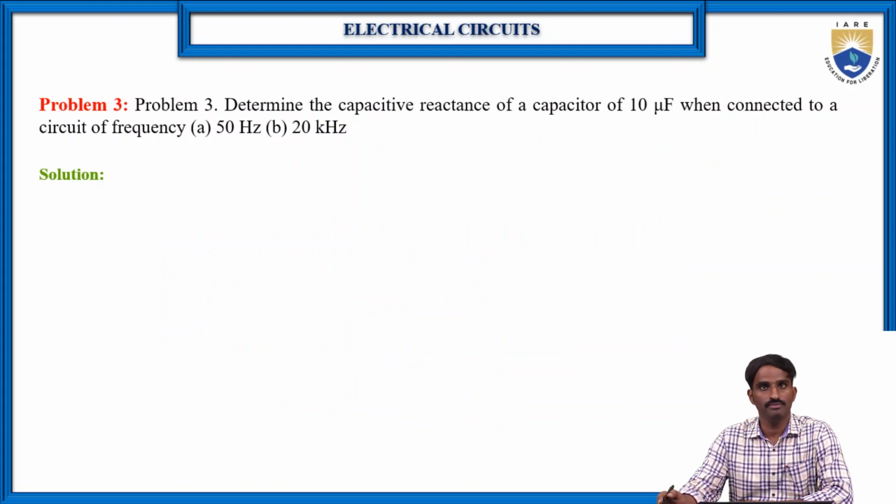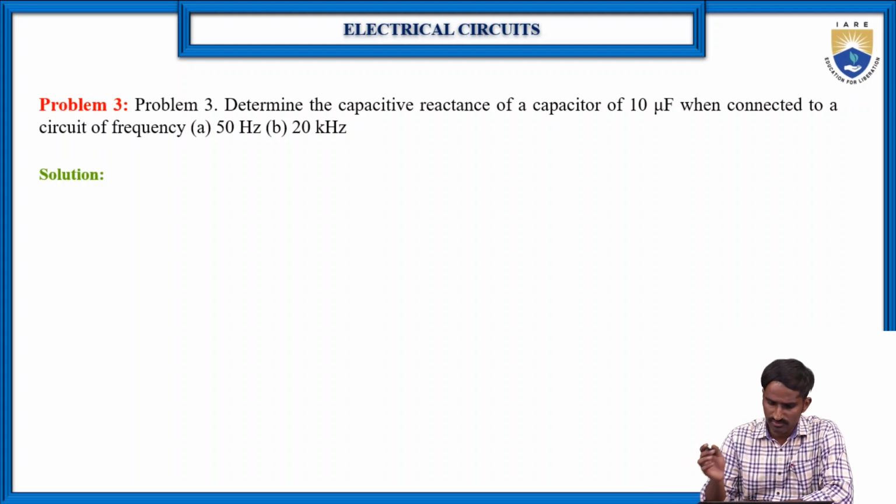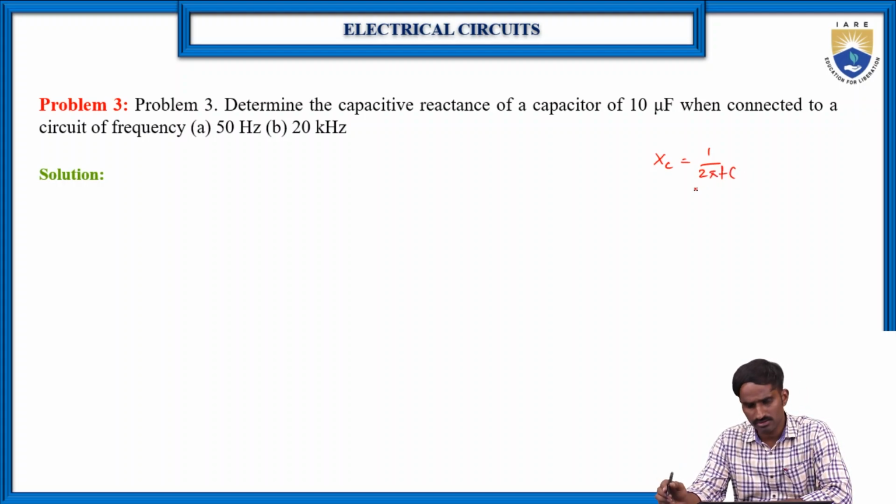Then coming to problem 3. Determine the capacitive reactance of a capacitor of 10 microfarads when connected to a circuit of frequency 50 Hz and 20 kilohertz. So in this case, we have to find the value of Xc. Xc is equal to 1 by 2 pi Fc, that we have discussed in the previous class. Just see here the direct problems. You need to just substitute in these equations, then you will get the answer.